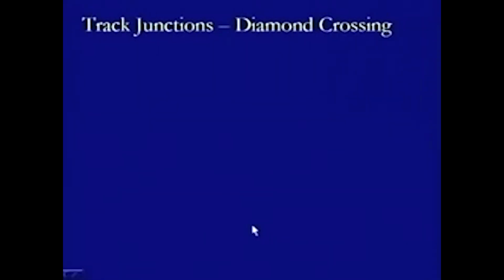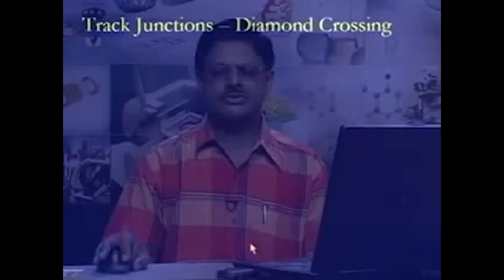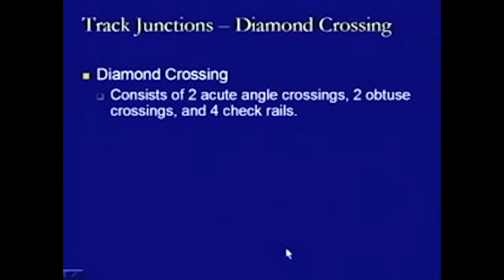Now, coming to the diamond crossing. A diamond crossing is a specific sort of crossing, and it has an acute angle and obtuse angle condition. So, it consists of two acute angle crossings, two obtuse crossings and four check rails. Because of its shape like a diamond, it will have two acute angle crossings, and at the same time there will be a flare on the other side at 90 degrees to that one, and we will have two obtuse angle crossings.